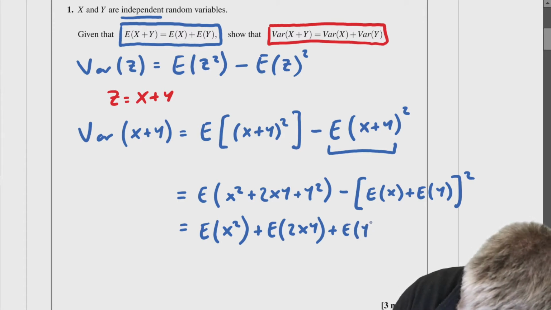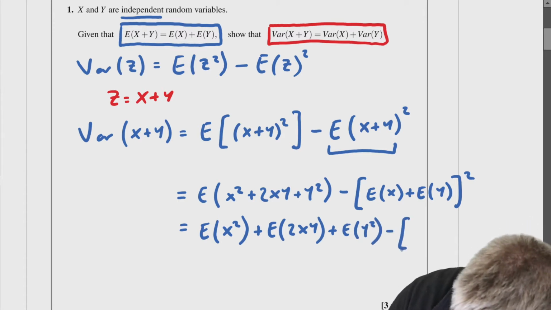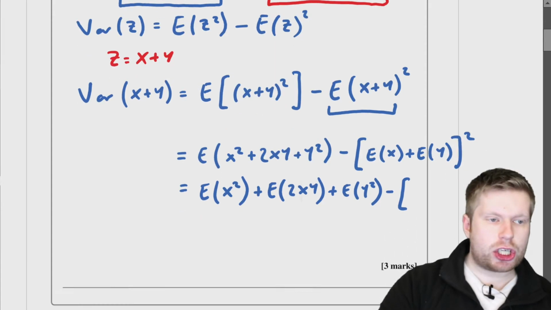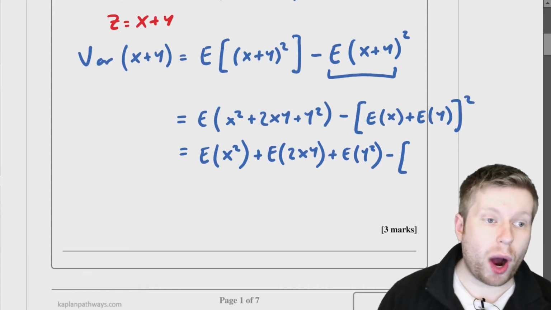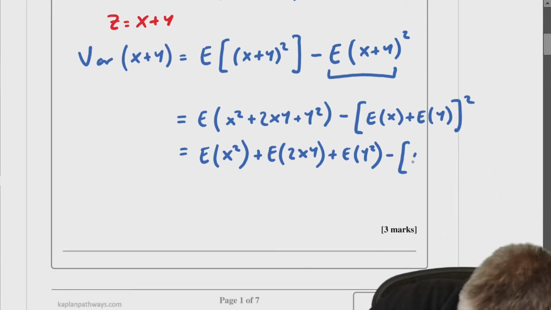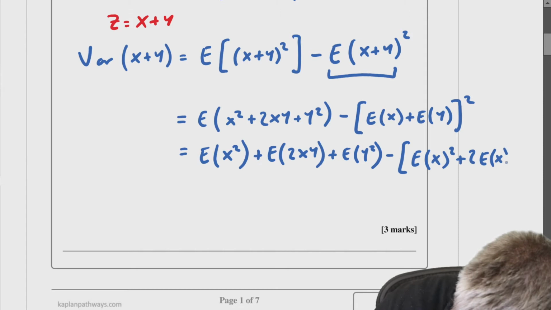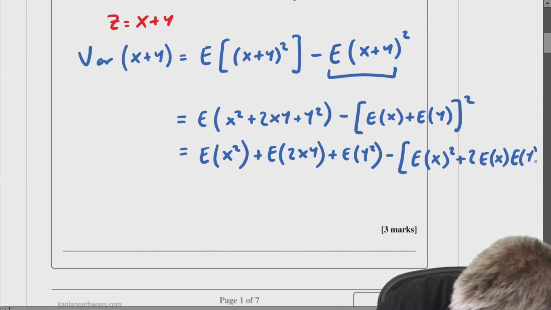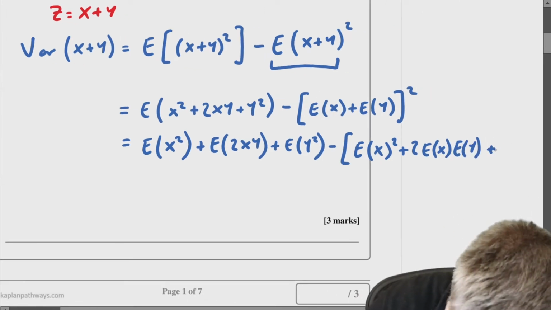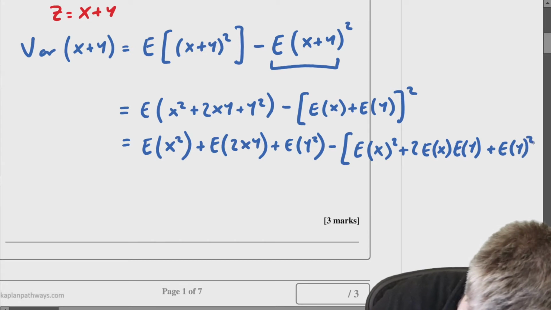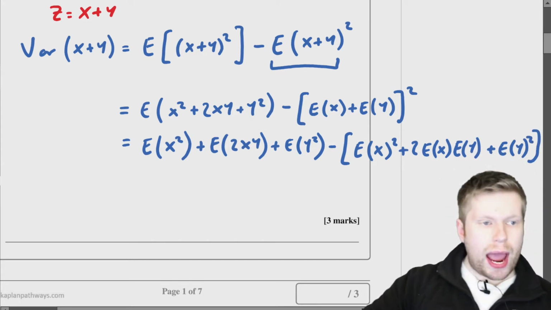of y squared. Take away, well, if I expand out the expectation of x plus the expectation of y, all squared, this is going to give me the expectation of x squared plus 2 times the expectation of x times the expectation of y, plus the expectation of y all squared. And of course I'm going to subtract all of that as well.